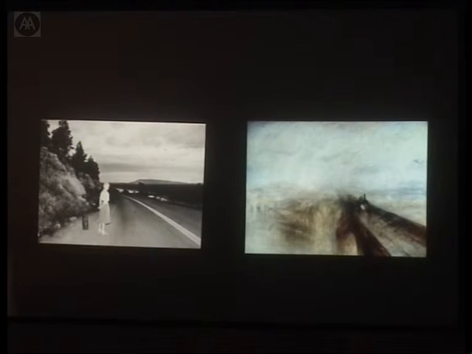This is Turner's famous painting, Rain, Steam and Speed, exhibiting a classic kind of picture device of deep receding space. Of course, the locomotive rushes out of that space towards us in Turner's painting. Levine's gaze goes down into that space.